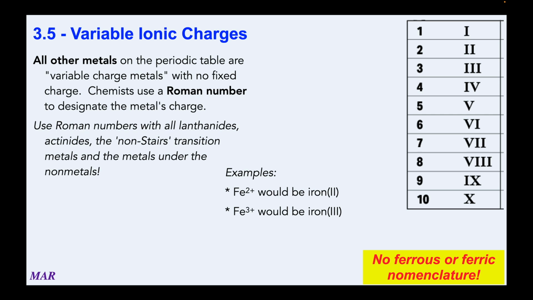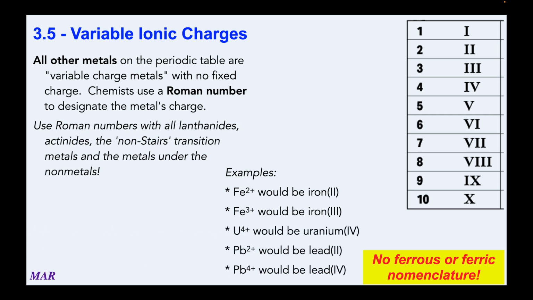Now, you don't write the Roman numerals in formulas, but you would when you're talking about the names, and we'll talk about that. Iron +3 would be iron(III). Do not use ferrous or ferric nomenclature if you know what that is. If you don't, just ignore what I'm going to say here. Ferrous and ferric is old school and not used as much. Use the Roman numerals.